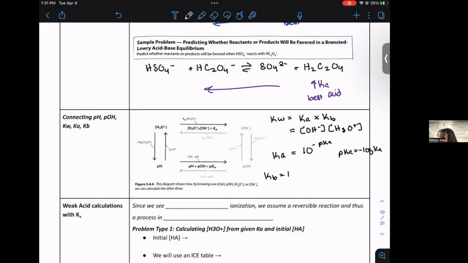Kb is equal to 10 raised to the negative pKb, and pKb is equal to the negative log of Kb. Same relationship between pH and concentration. So the idea here is that given a variety of word problems, you might be asked to derive from information that is not the raw form that you need, but it can get you to the raw form. You just have to see how you can get there.